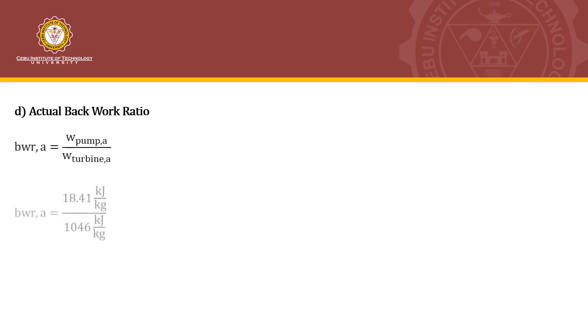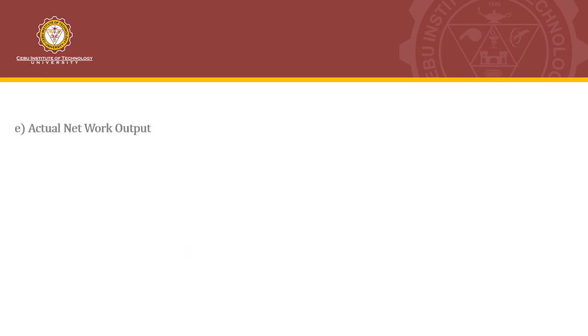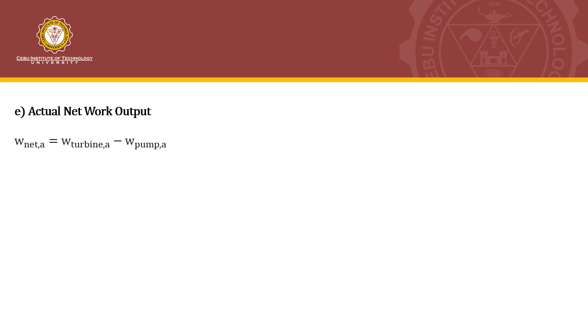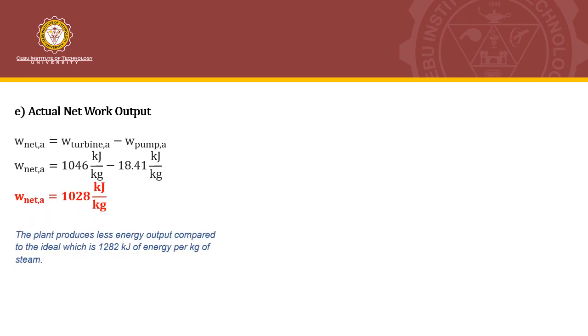So the actual back work ratio will also differ. It will now become 1.76%. And if you are going to compare it, it will be greater now as compared to the previous result. For the actual net work output, we just substitute the actual turbine work output and the actual pump work input. So this is also lesser as compared to the result when we have the ideal. Because in the ideal regenerative Rankine cycle with one open feed water heater, we obtain 1,282 kilojoules of energy per kilogram of steam.